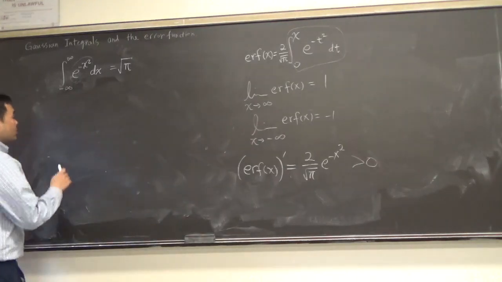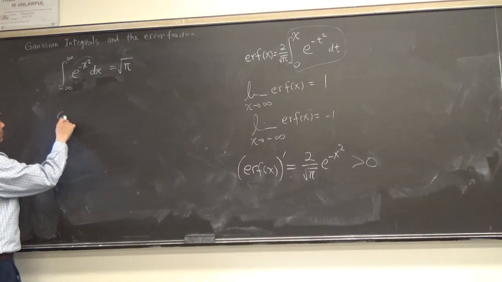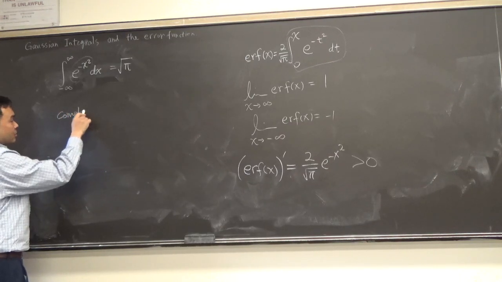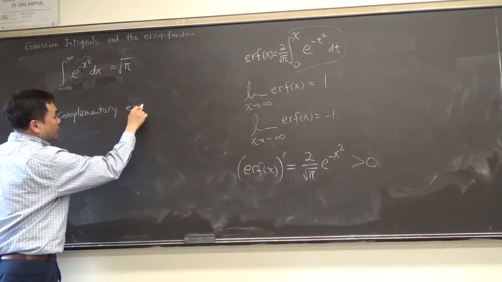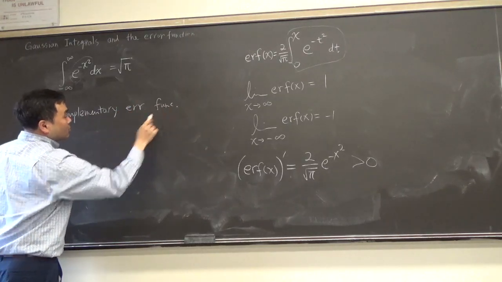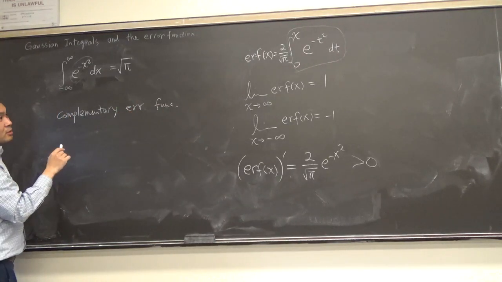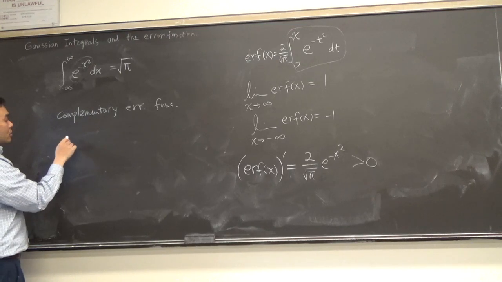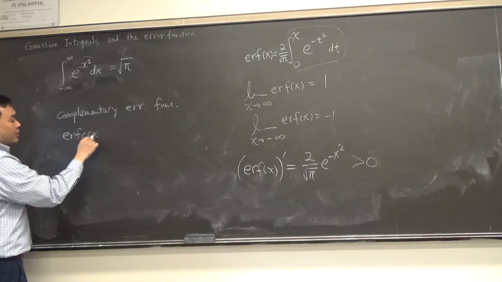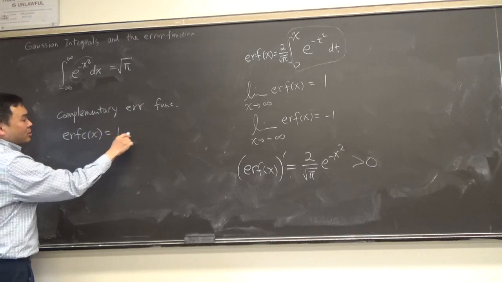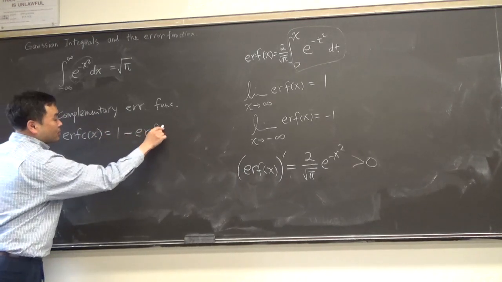And then there's also the complementary error function, ERFC of x, which is defined as 1 minus ERF of x.